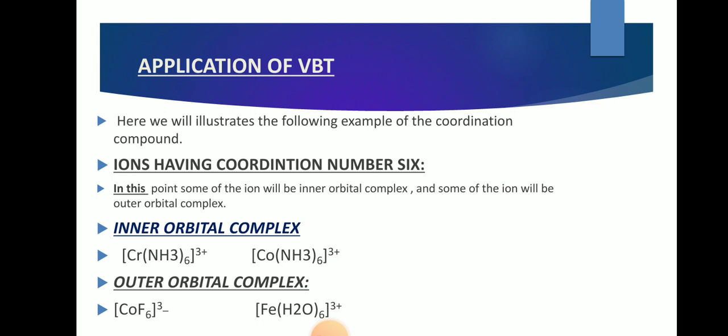Applications of VBT. Here we will illustrate the following examples of coordination compounds: ions having coordination number 6. In these complexes, some of the ions will be inner orbital complexes and some will be outer orbital complexes. Inner orbital complexes are hexaamminechromium and hexaamminecobalt, which are in +3 oxidation states. And outer orbital complexes are the hexafluoridocobaltate ion and hexaaquairon.